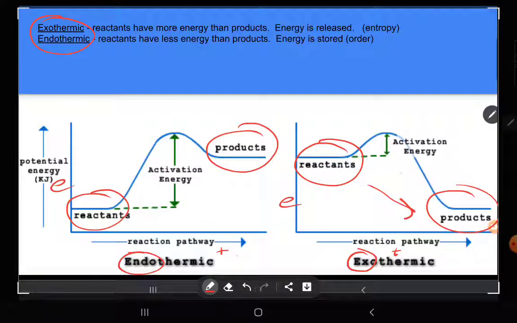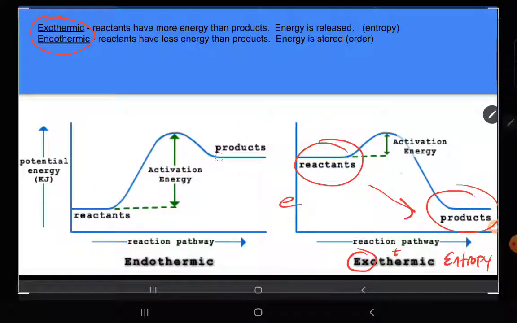So in this one, energy was gained, and so this created order. And in this one, it was lost, so this would be entropy. When a reaction leads to entropy, more directly, it is exothermic. Endothermic is when it leads to order.